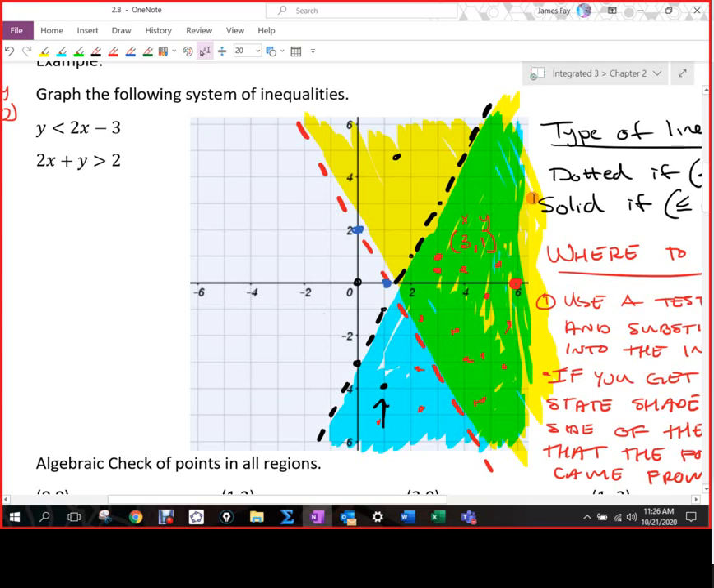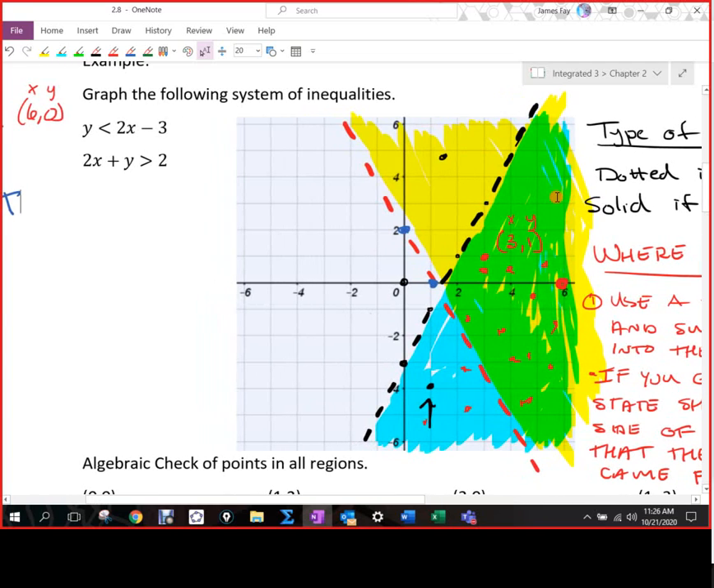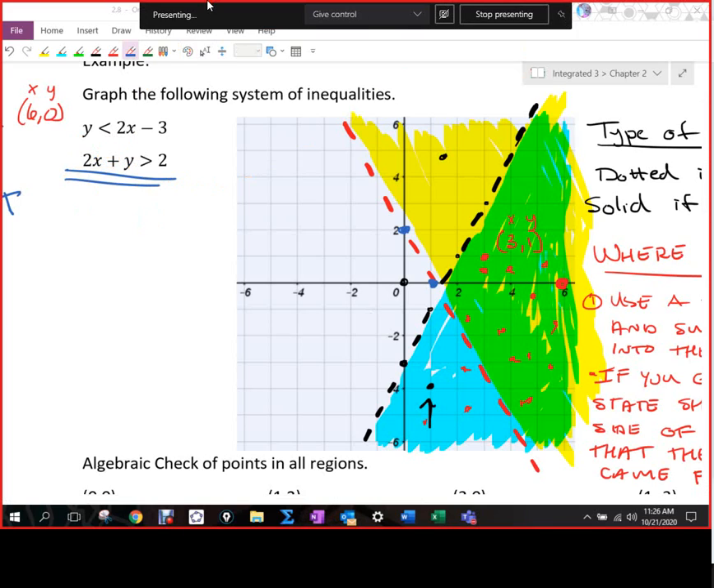Okay? And there's a lot of different things you can do in regards to determining where to shade and that kind of stuff. Here, if I wanted to determine where to shade on that one, by determining top and bottom, I would have to solve for y. So if I needed to do top and bottom, if that's how I like to shade, I need to solve for y.